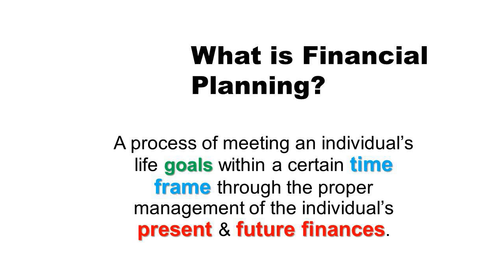First thing, I need to know what you want. Second thing, how much time. Third thing, how much you have. So this is where you talk about the present and future finances. And the whole process is called financial planning.